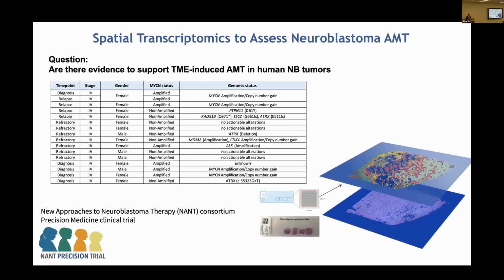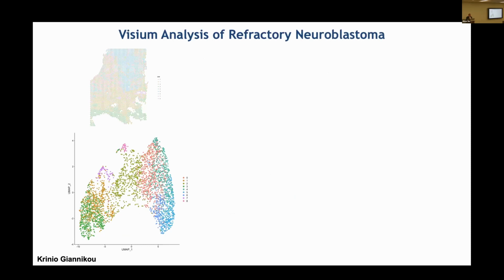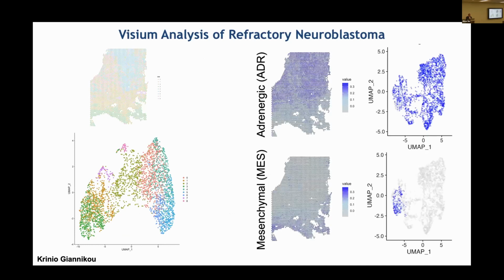So we went back to our NANS precision trial that we had done, where we had characterized all of these tumors by genomic status and diagnosis refractory, and did a Visium analysis on a subset of these. Basically, to the standard clustering, the top part is the image of the tissue, the bottom is a UMAP of the same tissue, and we did a gene set analysis for these adrenergic and mesenchymal signatures for each spot. Now, we assume the spot is a cell here, but we know it's not. It's more than about 10 cells or so. But this gave us an idea of maybe where in the tumor this signal for mesenchymal signature is coming from.